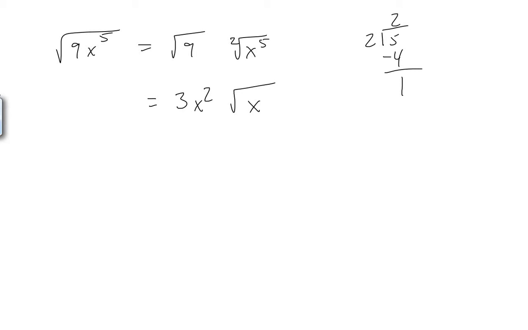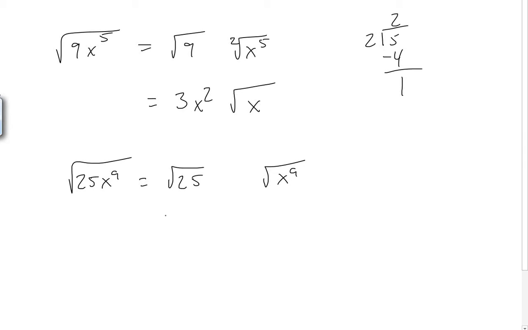So let me try another square root, and then I'll do a cube root one. Say I have the square root of 25x to the 9th. Then again, just take the square root of the number portion, simplify that if it's not a perfect root. Take the square root of x to the 9 and simplify that portion. Well, in this case, the square root of 25 is 5, no problem. But I know that some x's are going to come out. How many come out? However many times 2 goes into 9. 2 goes into 9 4 times with a remainder of 1.